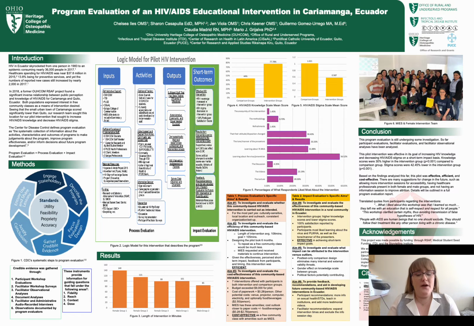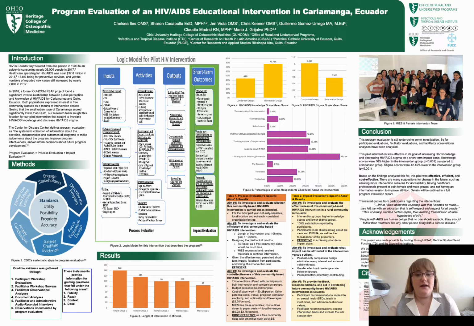Aim number 4, the overall effectiveness in achieving its goal. This pilot intervention was effective in its goal of increasing HIV knowledge and decreasing HIV stigma on a short-term impact basis, as you can see by Figure 4. Both were statistically significant with a p-value less than 0.001, and there was a reported 100% satisfaction with the intervention by the participants. The participants' most reported favorite aspect of the intervention was learning about the virus and prevention of HIV.